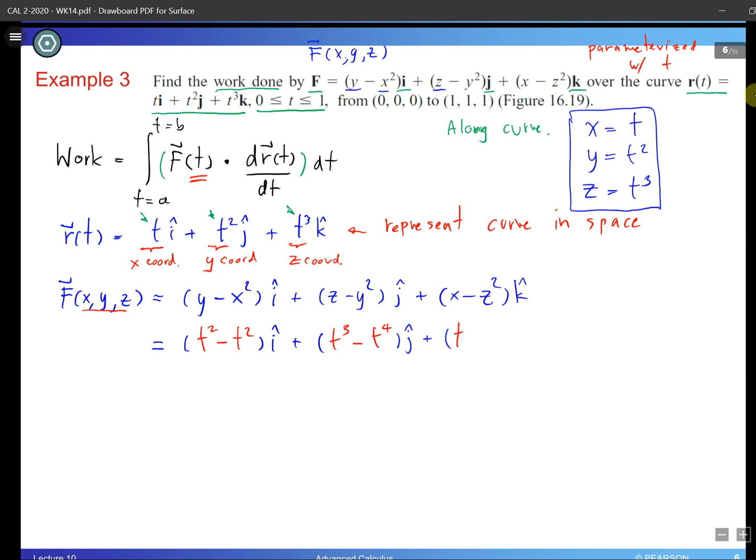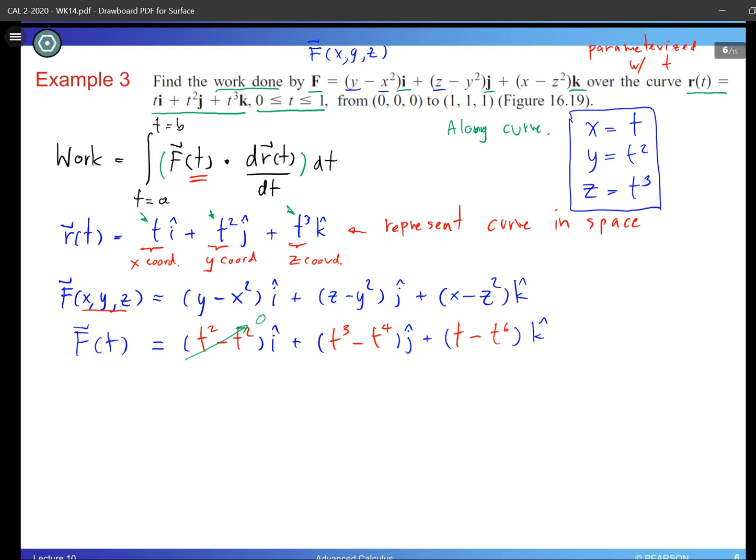Plus, and x equal to t. New term, minus z squared, z equal to t cubed. Z squared is t to the power of 6. So we have t to the power of 6 right here. Okay, and that is the last component. So there you go. Now we have this force vector in terms of time only along this path. Alright, so let's take a look here. T squared minus t squared, this is going to be equal to 0. Alright, so we have this F of t.